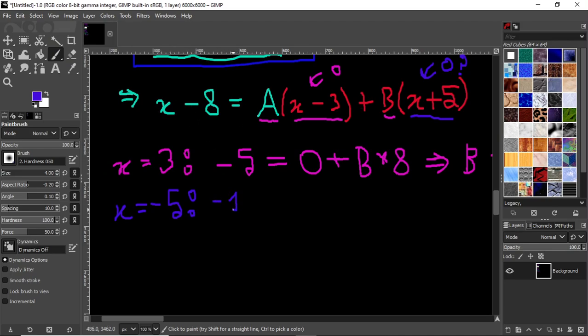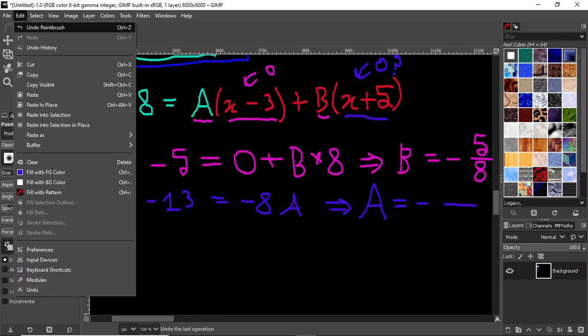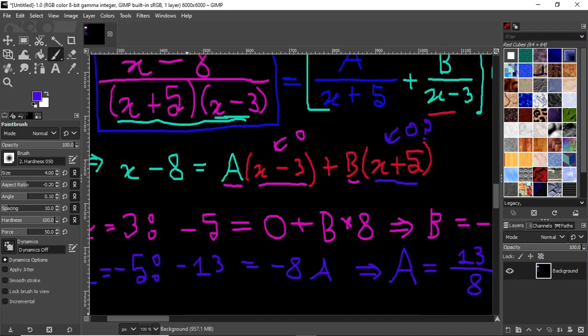negative 8, that's negative 13, equals negative 5 minus 3, that's negative 8, so negative 8A, and this is going to be 0, don't need to write that. So A is going to be negative, wait, no, that's not negative, that's positive, the negative signs cancel out on both sides, it's positive 13 by 8. All right, so we got our two unknowns, and we're really basically done.